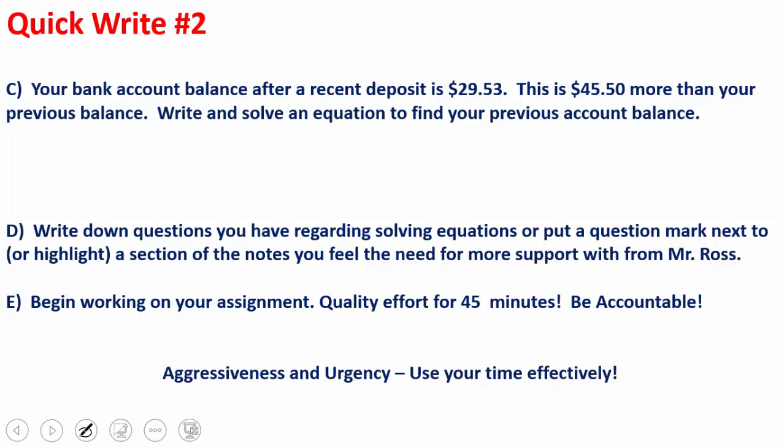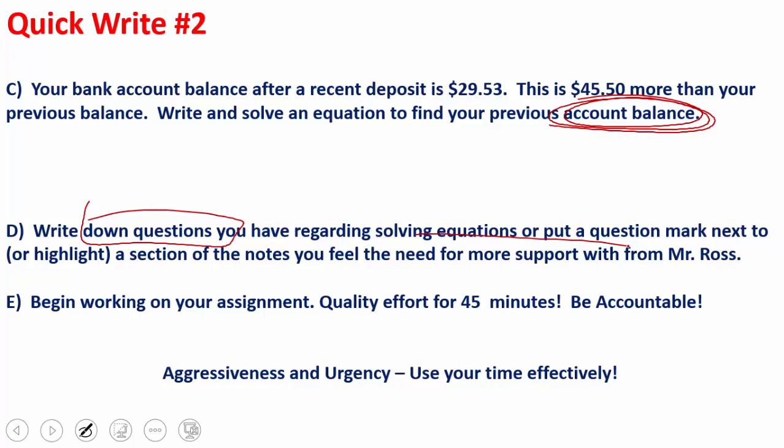Our last quick write of the night, ladies and gentlemen, is a word question you have to write and solve. So it says your bank account balance after a recent deposit is $29.53. This is $45.50 more than your previous balance. Write and solve an equation to find the previous account balance. Okay? So if it says to find this, that's what your variable is going to represent, your previous account balance, whichever variable you choose.